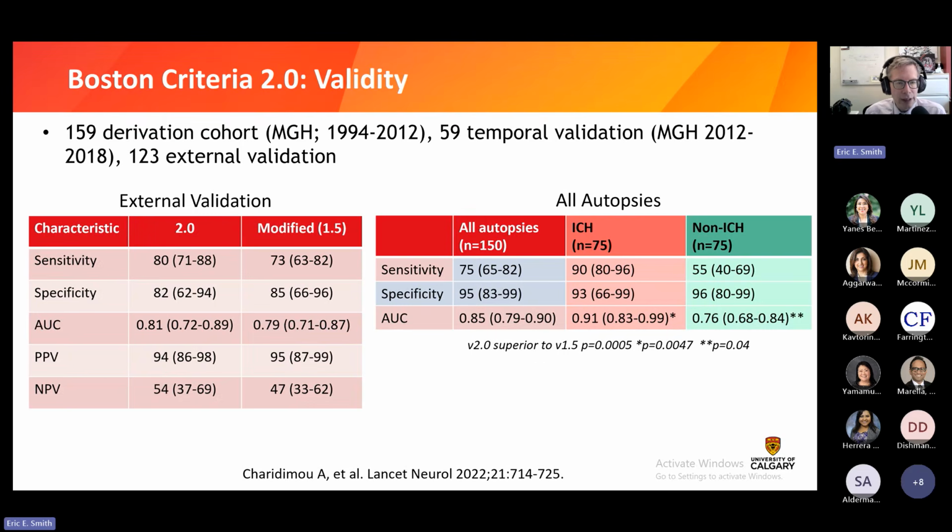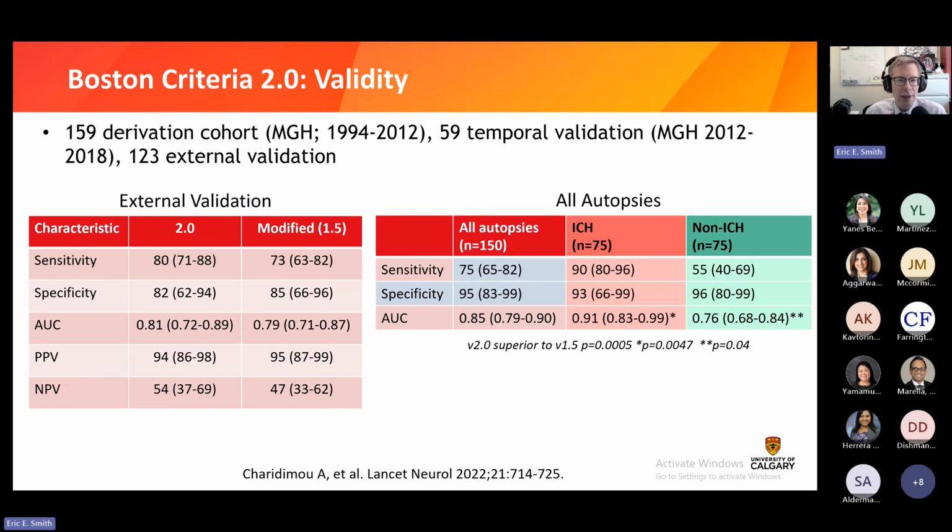The possible criteria cover a lot of people. So I think if you're looking to rule in CAA and be confident CAA is present, it's better to look at the criteria for probable CAA as opposed to probable plus possible CAA.